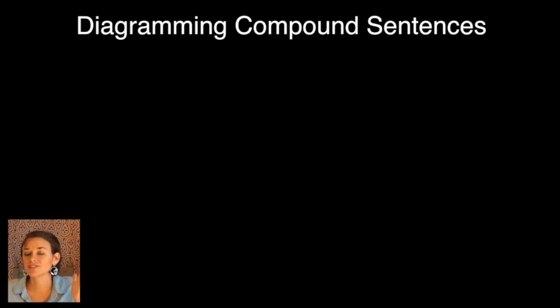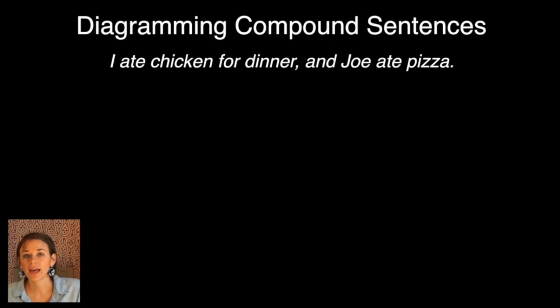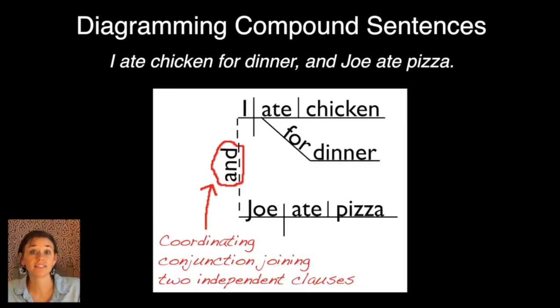Now you are going to just love how easy it is to diagram compound sentences. You diagram one independent clause on top of another, and then you connect them with a vertical dotted line, and that's where you put the conjunction. Let's look at an example. I ate chicken for dinner, and Joe ate pizza. You start by diagramming the first independent clause, I ate chicken for dinner. Then you diagram the second independent clause, Joe ate pizza, and you put that just below the first independent clause.